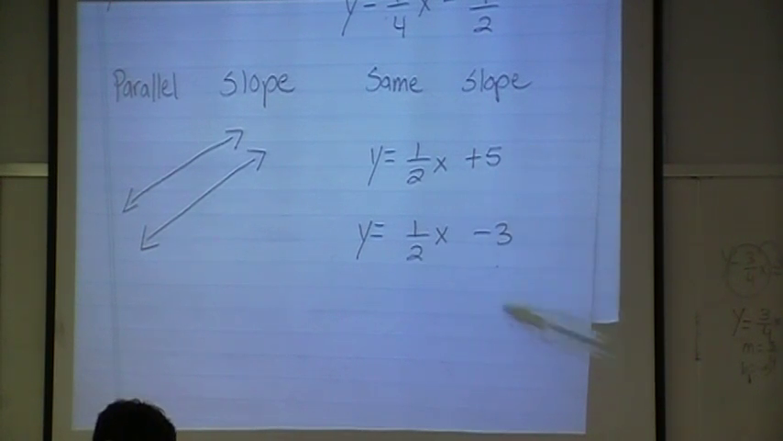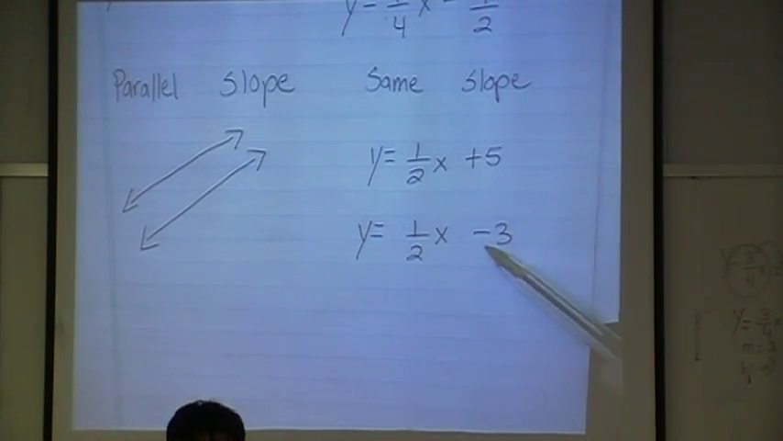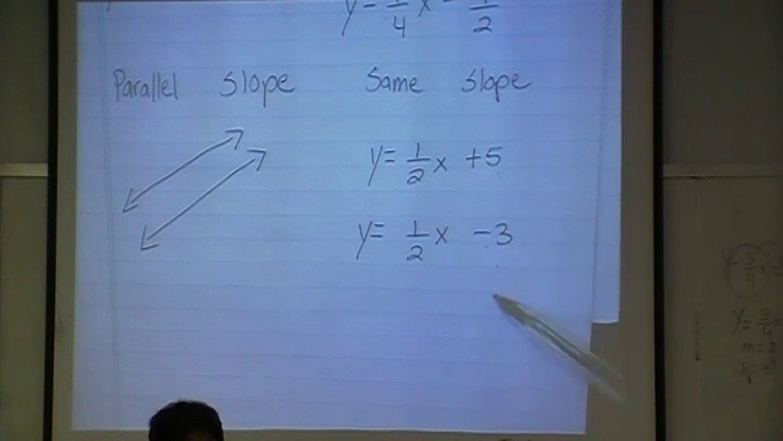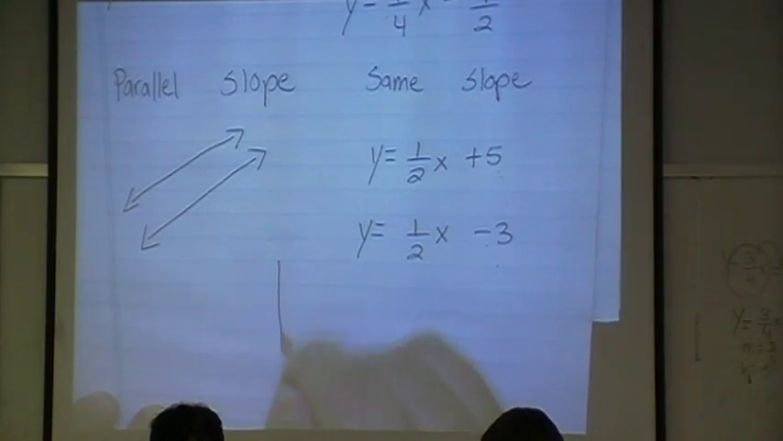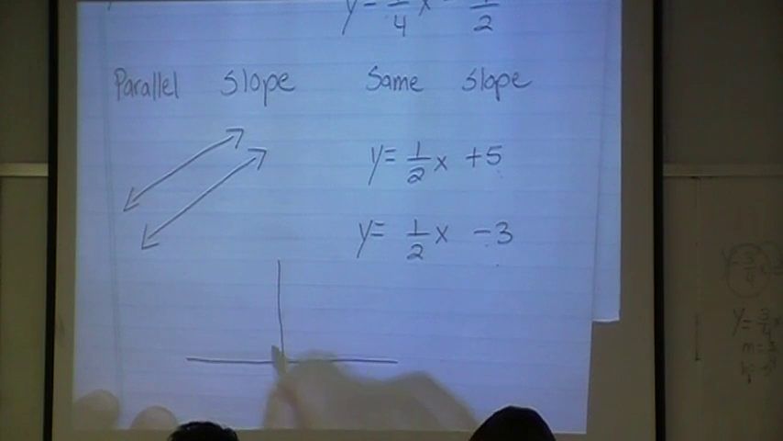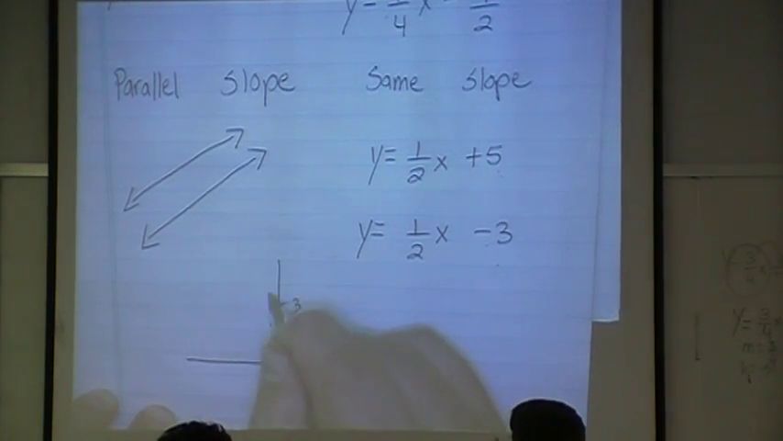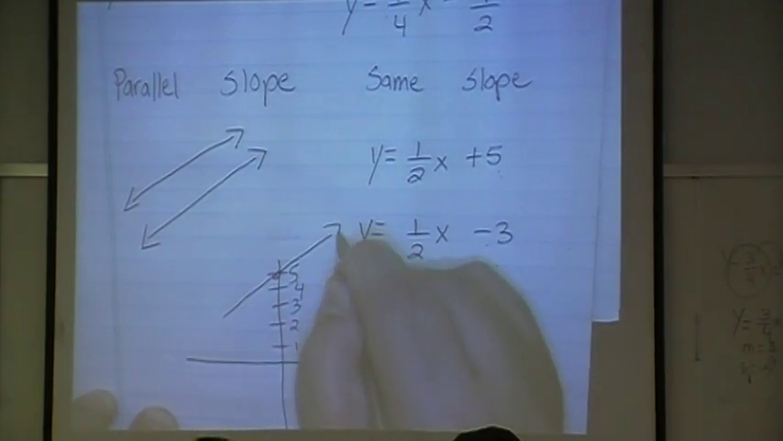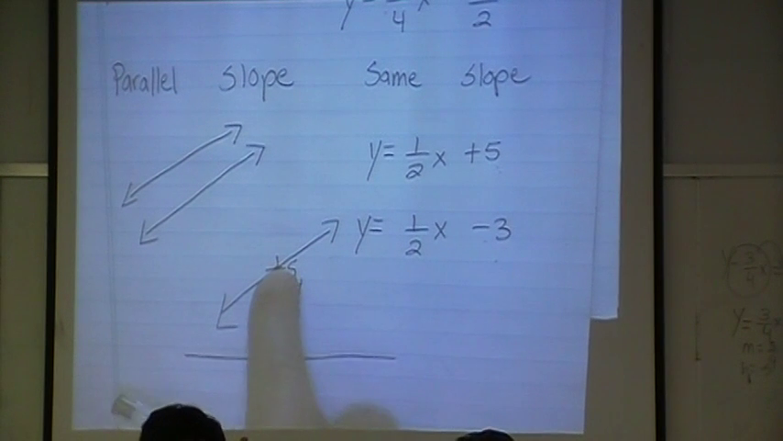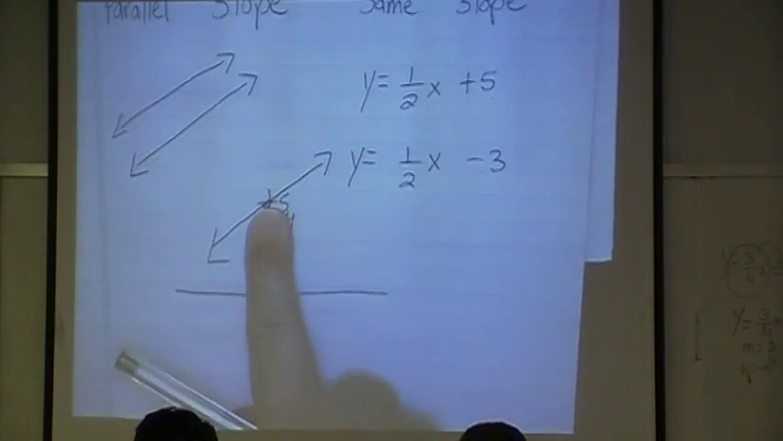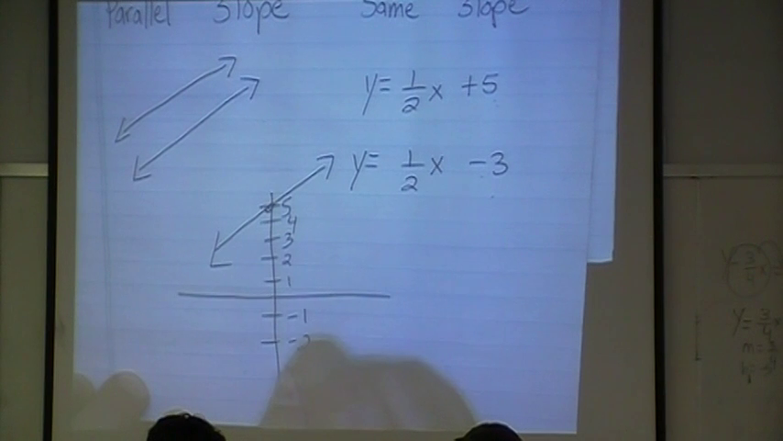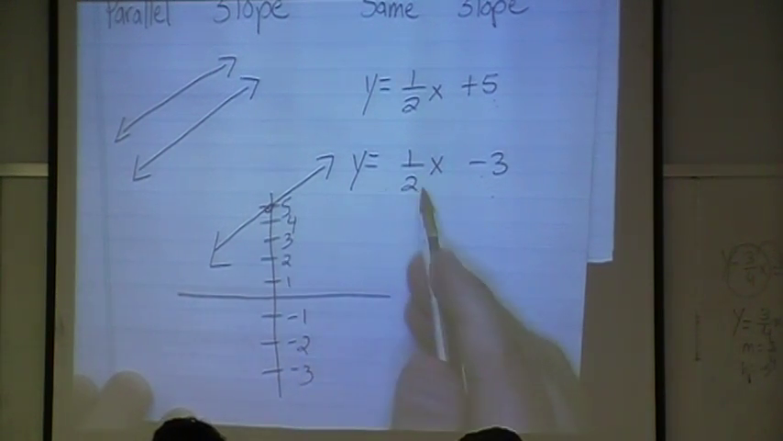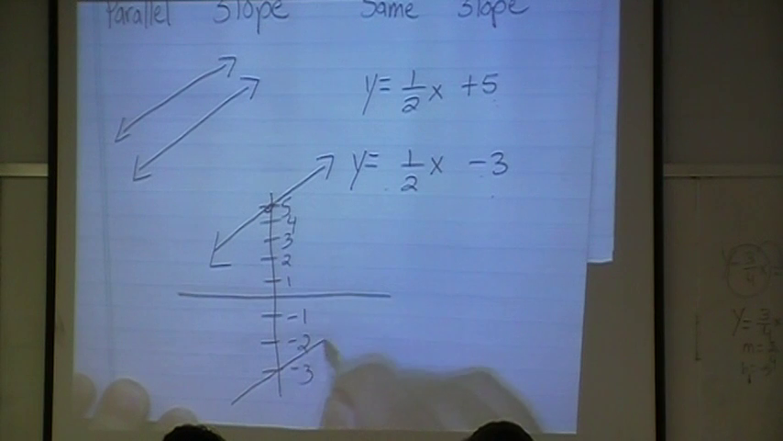These are two different lines. These are equations of two different lines. They're not the same line. How do I know that these are not the same line? Okay? This line's got to touch at 5. This line's got a positive slope. It's going to the right.